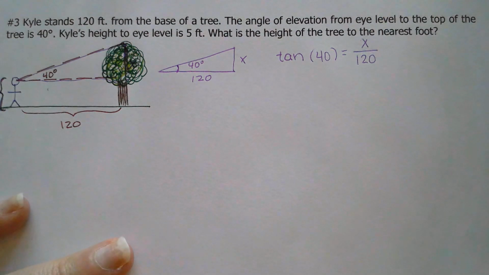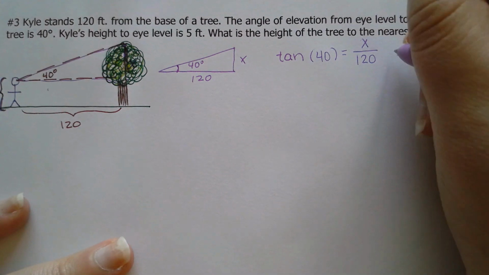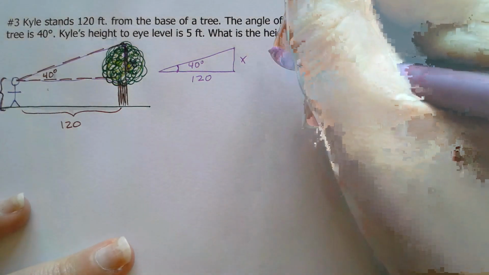So now you have this equation. How do I get x by itself? I'm going to multiply by 120.